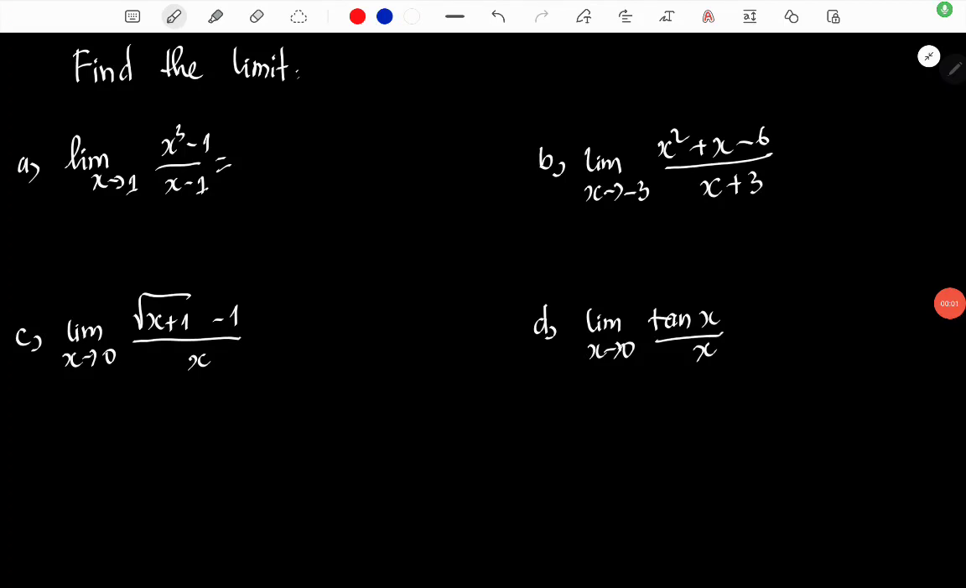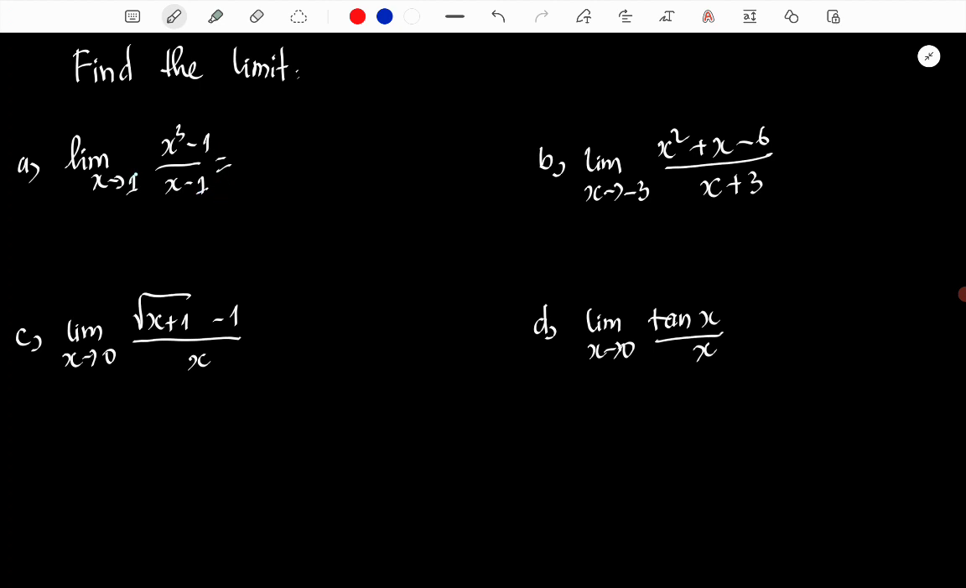A lot of people just ask me how to find a limit of a function. So here are some of the examples that I chose for today. The first problem is that we need to find the limit as x goes to 1 of x cubed minus 1 over x minus 1.